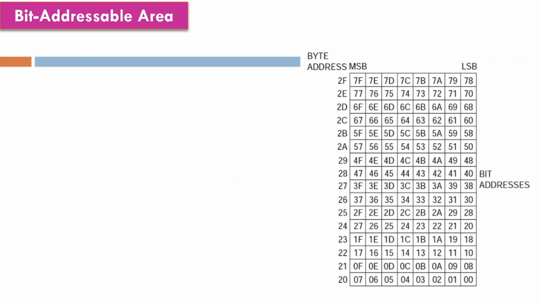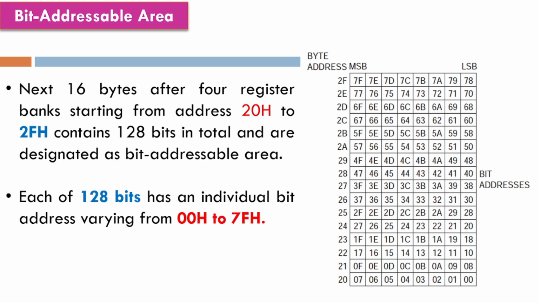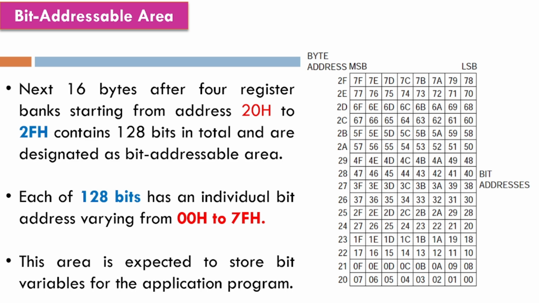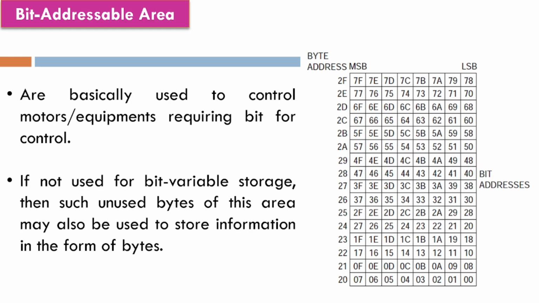Directly above the register banks is the bit addressable area. These next 16 bytes, starting from address 20H up to 2FH, contain exactly 128 bits in total. What makes this section special is that each of these 128 bits has an individual bit address varying from 00H to 7FH. This area is expected to store bit variables for your application programs, and they are basically used to control motors or equipment that require single-bit control.